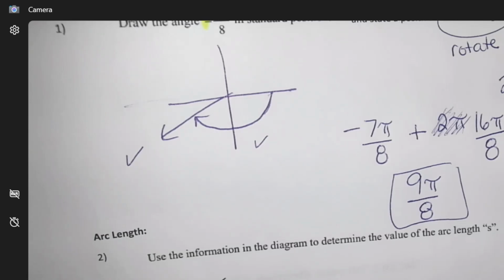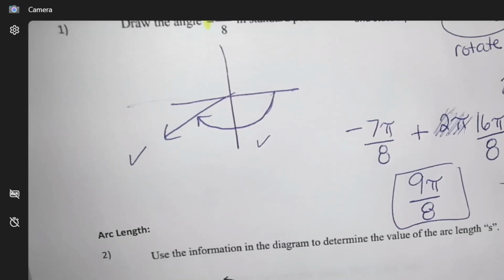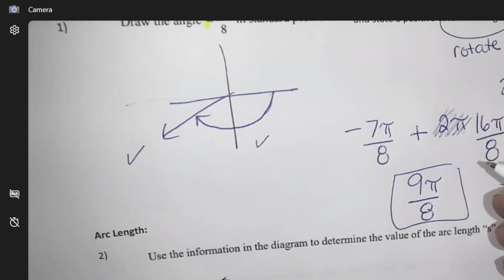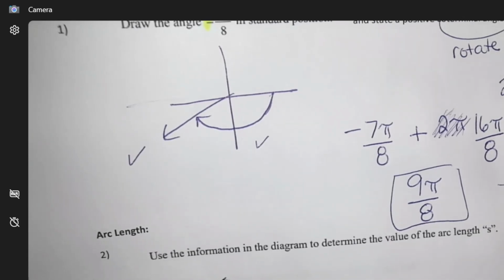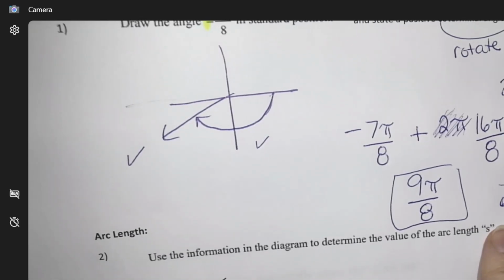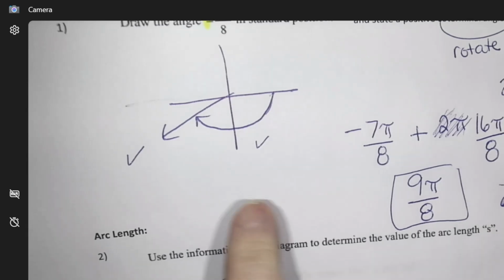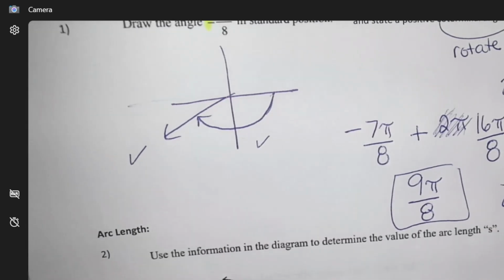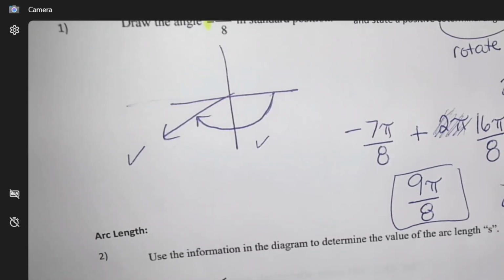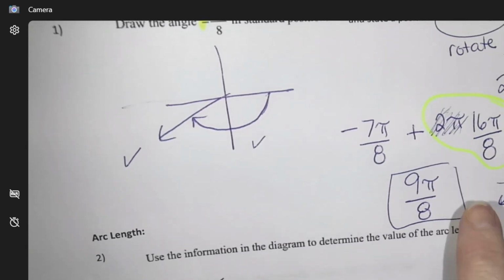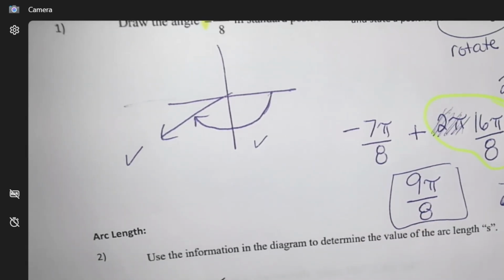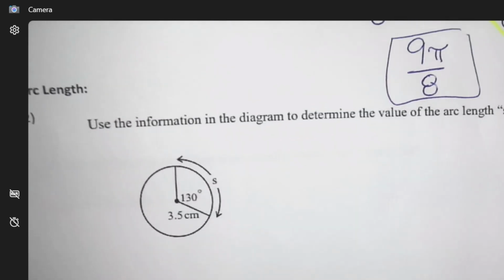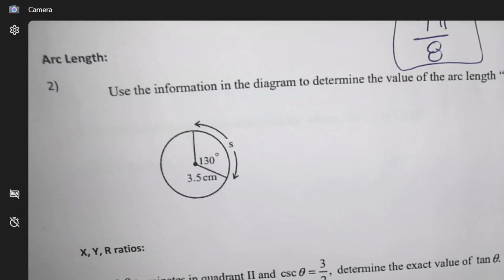Yes. Okay. Do you understand what it would look like if I drew that? If I went 9 pi over 8, that's just a little more than a pi, right? So if I drew it, that's what it would look like. Does that land the same as that landing? Yeah. Okay, but you guys are good with this understanding? Remember the 2 pi situation? Match it with a fraction. Okay.